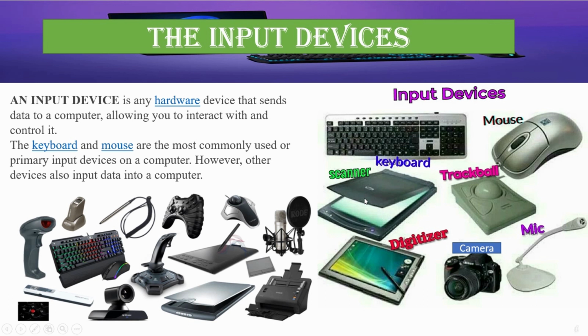We have a scanner that will allow us to scan images, documents, lecture notes, brochures, and so many things. It will input it into the computer as an image or PDF format. We have a trackball, which allows us to also input data into the computer. We have a microphone that we use to record our sound, music, and anything in audio into the computer. We have a camera that will allow us to input any data in form of image, video, anything related to image. And we have a digitizer that will allow us to input data by using a pen into our computer.